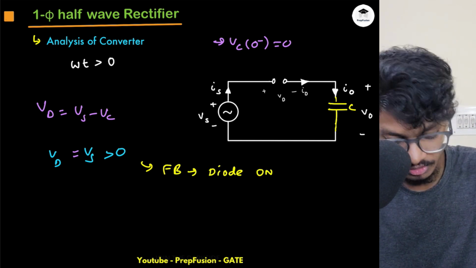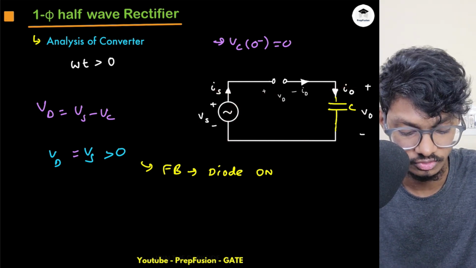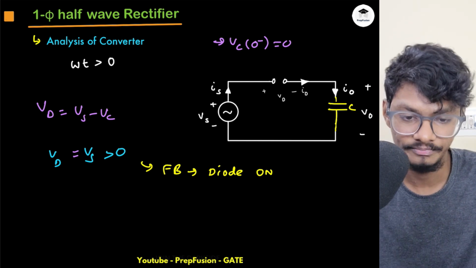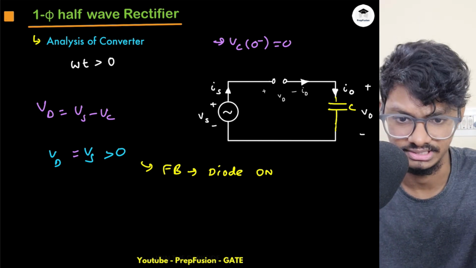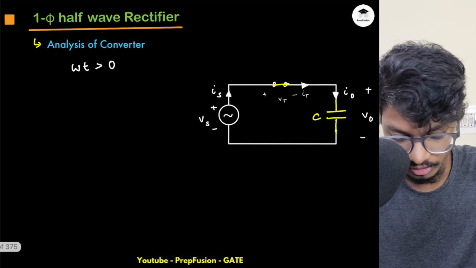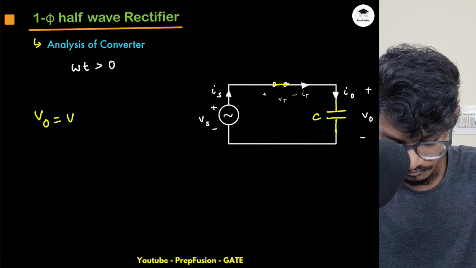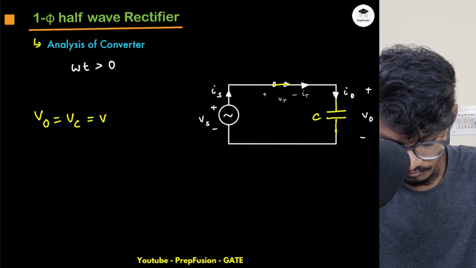Now as the diode is on, what is happening? A sinusoidal source is directly connected across the diode. So it will be a sinusoidal response basically. And another thing is that if I assume my diode to be on, then my Vo becomes what? Vo equals Vc equals Vs.